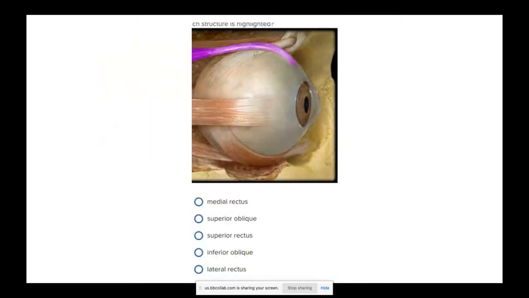Which one is highlighted purple on the top? Well, I'm going to highlight the red one here going through the trochlear, that pulley. That's the superior oblique. On the bottom, inferior oblique. On the outside, lateral rectus. And on the top, the purple would be the superior rectus.